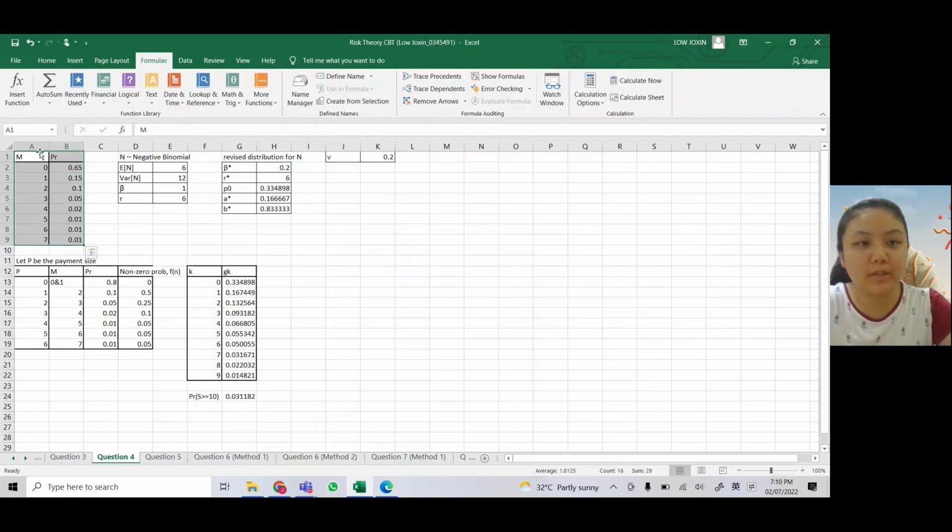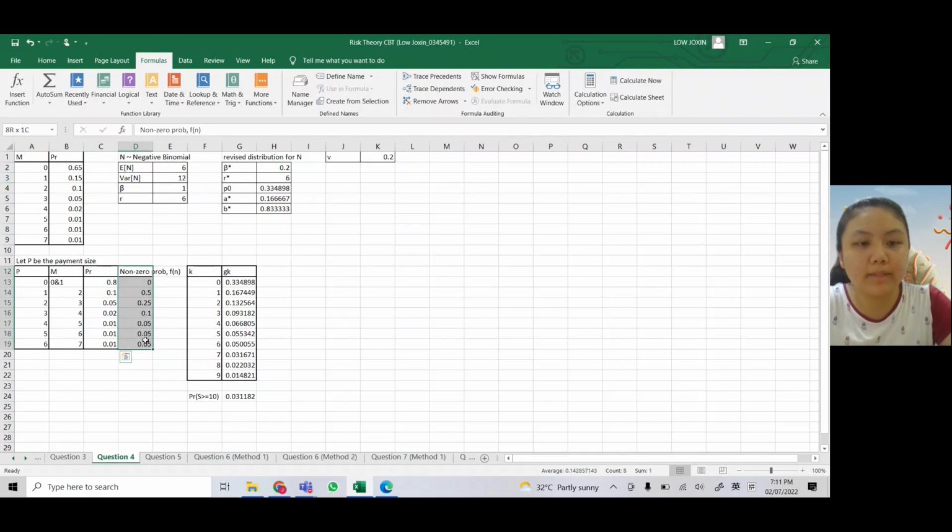This is the probability of M given by the question, and we will let P equal the payment size. P is 0 when M is 0 and 1, because when M is 0, the payment is 0. When M is 1, 1 minus the deductible of 1, we still get 0. So the probability of P equals 0 is the probability of M equals 0 plus the probability of M equals 1. And P equals 1 is when M equals 2, because 2 minus 1 gives 1. So the probability here will be the probability of M equals 2. We'll do the same thing for the others, so we will get this.